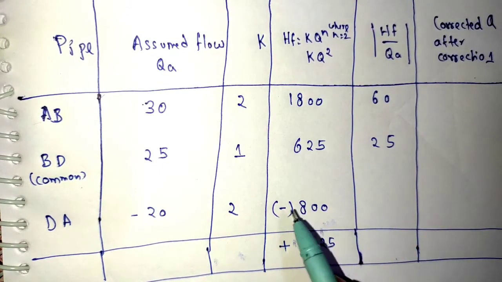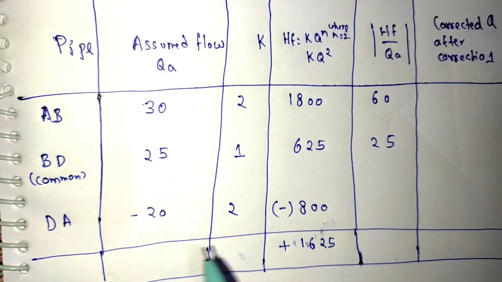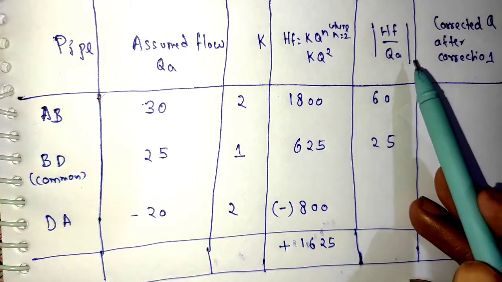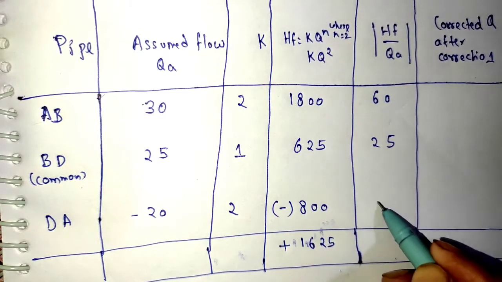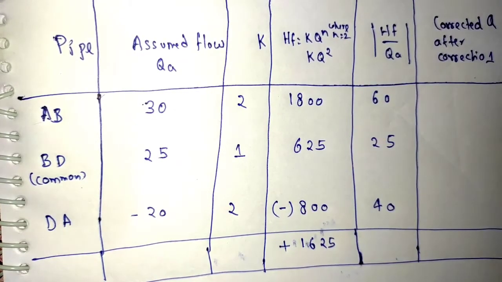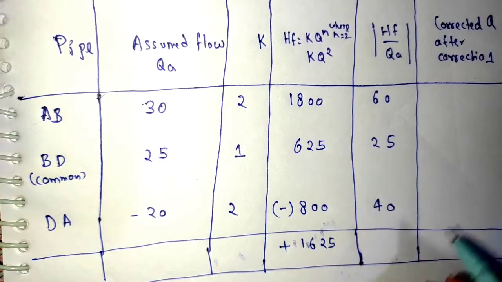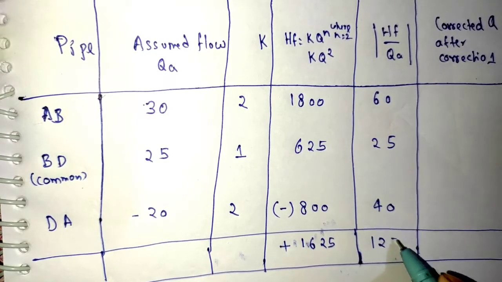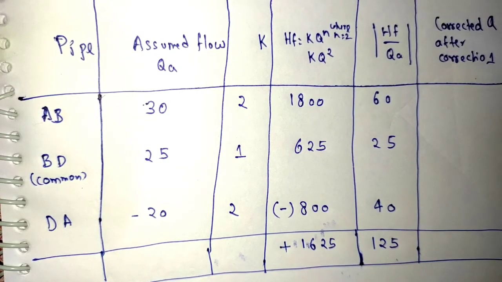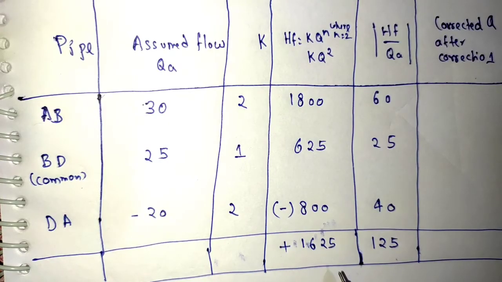And 800 divided by 20. Here we had minus values, but we will not consider it because we have to find the absolute sum. So we will write here 40. So the absolute sum is this summation. 60 plus 40 is 100 and 25 is 125, right? So this is for the loop ABDA.